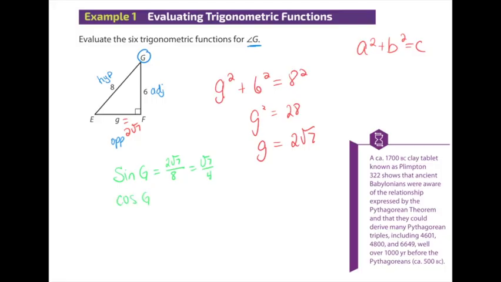My cosine is going to be adjacent over hypotenuse. Again, we want to reduce. And my tangent is going to be opposite over adjacent.